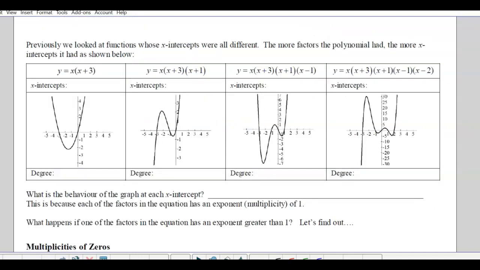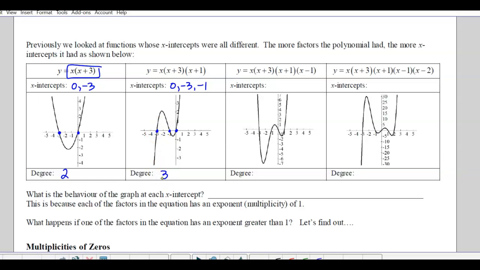Okay, so previously we looked at functions whose x-intercepts were all different. The more factors the polynomial had, the more x-intercepts it had, as shown below. So here was a quadratic. There it is in factored form. The x-intercepts, you can see it, we've plotted it. So 0 and -3, but you can also see it from the factored form. And that's a degree 2. Okay, then the next 3 factors. X-intercepts are 0, -3, -1. You can see them, and degree 3.